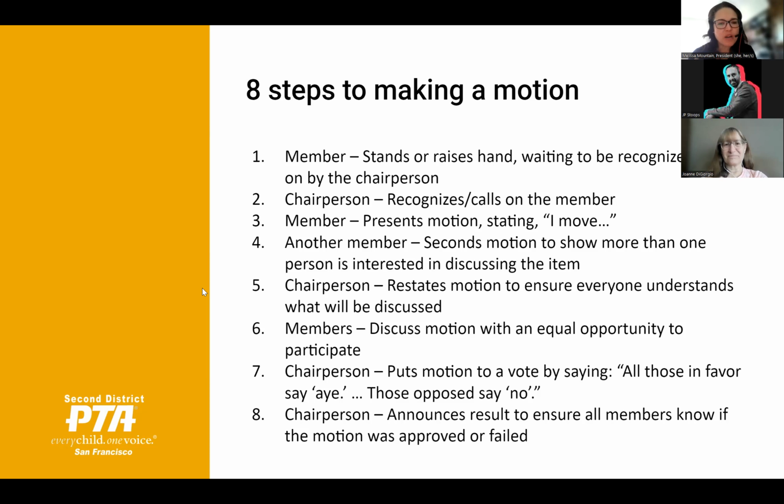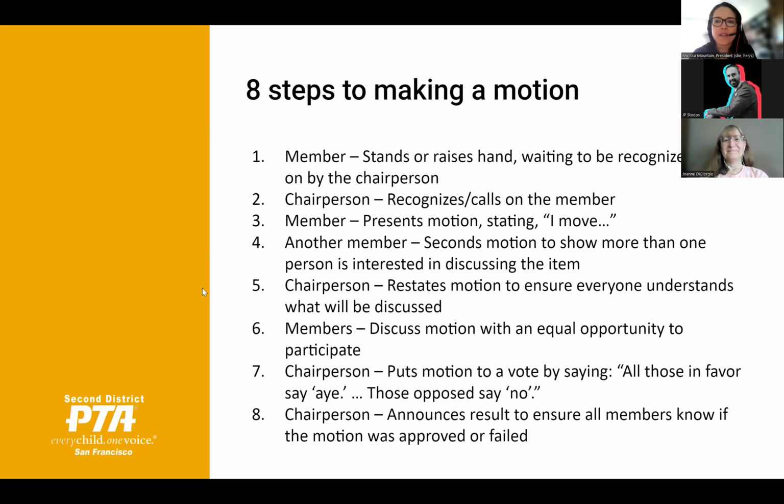So the very first part of making a motion is to say, I move. I like to use the example of, I move that chocolate ice cream should be served at every PTA meeting. If that's something that only one person wants to talk about and there's no second, then you're not going to waste your time talking about that. But if someone says, I move that we have chocolate ice cream at every meeting, and then someone seconds the motion, that means at least 2 people in the room want to talk about this, and that's enough to move on.